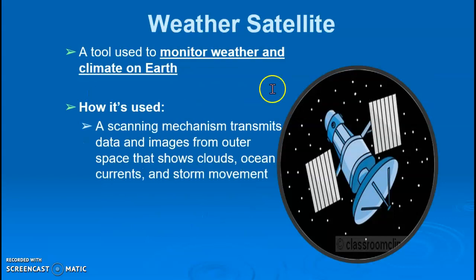Weather satellite. This is a tool used to monitor weather and climate on Earth. How is it used? It has a scanning mechanism, and transmits data and images from outer space that show the clouds, the ocean currents, and storm movement.